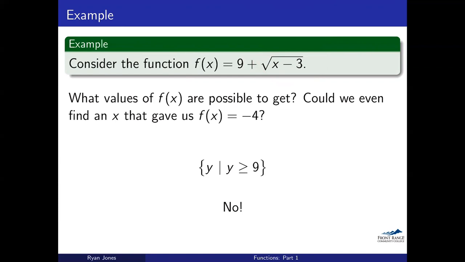But that right there immediately tells me the smallest y value I could get as an output. It's not possible to get -4. It's not even possible to get 8. It's not even possible to get 8.9999. The smallest that you could get is 9.